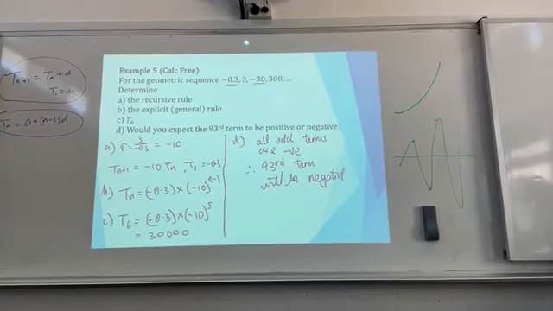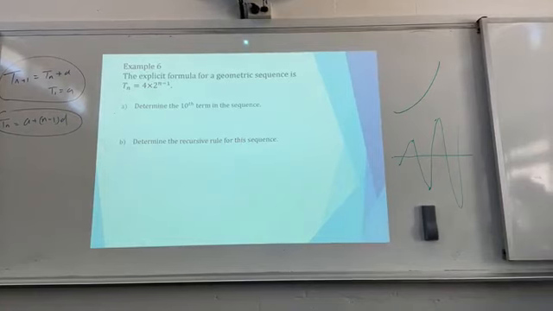Let's go on to example 6. Now, you're given the explicit formula for a geometric sequence. You need to determine the 10th term in the sequence and then determine the recursive rule for this sequence. So what is A and what is R? Which one is A? 4. And R, this one is A, this one is R.